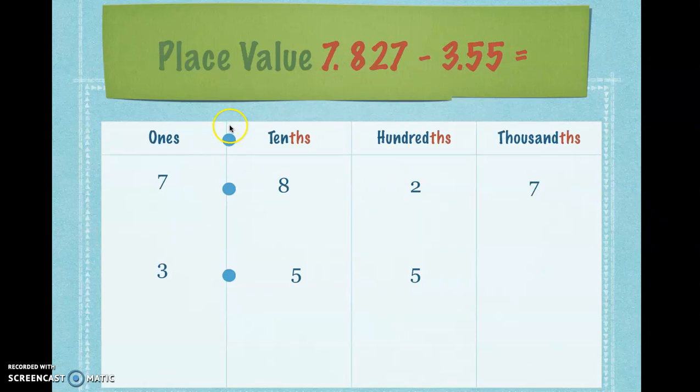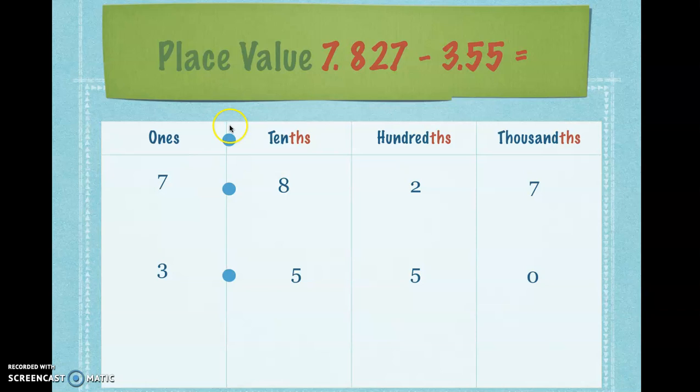Same again, just trying to get you familiar with it. I must line my decimal points up before I even start. So I've got 7.827 take away 3.55. And we're really trying to think of the difference between. I'm going to put a 0 in my thousandths column. Sometimes that's easier. You could leave it blank if you wanted to, it's up to you.